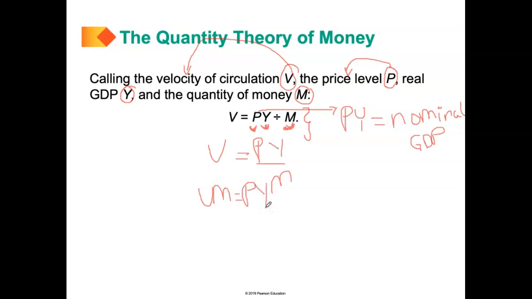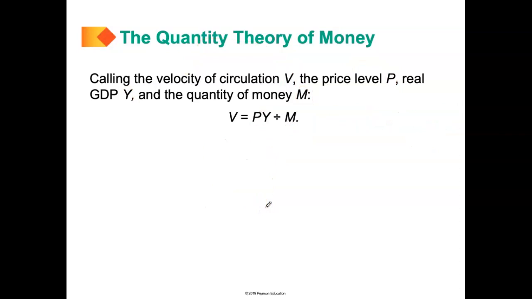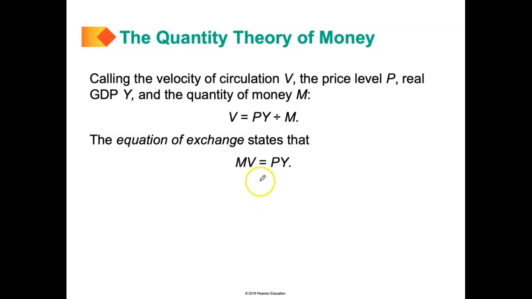Now this is a powerful equation known as the equation of exchange. The equation of exchange basically says that M times V should equal P times Y. So basically we're trying to see how money supply and the velocity of money affect nominal GDP in the economy, or basically the price level and real GDP in the economy.